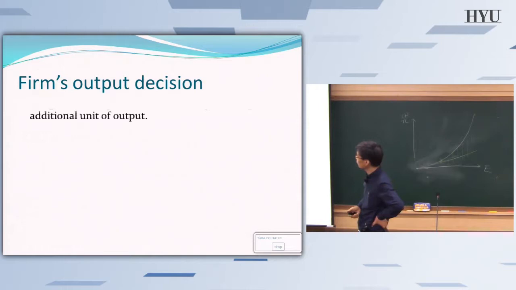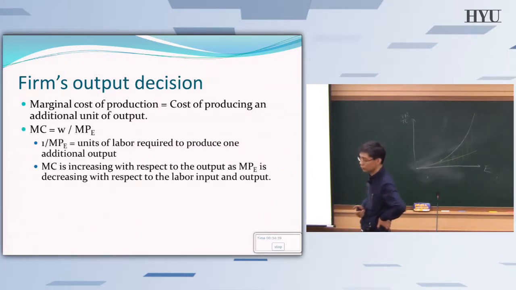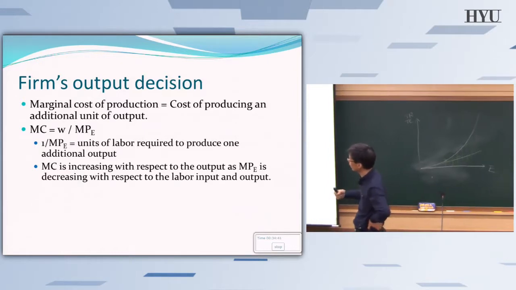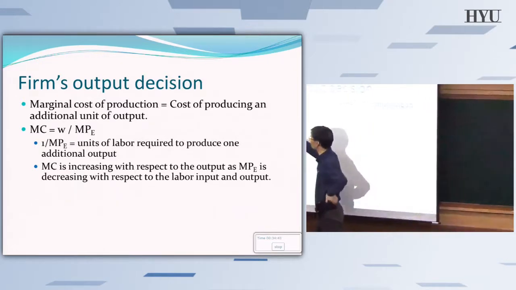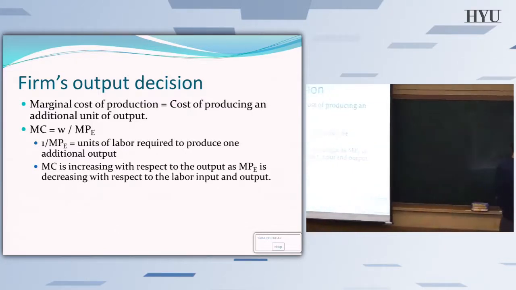So the firm's output decision is, you probably, and you should know, marginal cost should be equal to the marginal what? Marginal revenue, okay? So the marginal cost of production is the cost of producing an additional unit of output, and marginal revenue is the marginal revenue. But what is the marginal cost here?